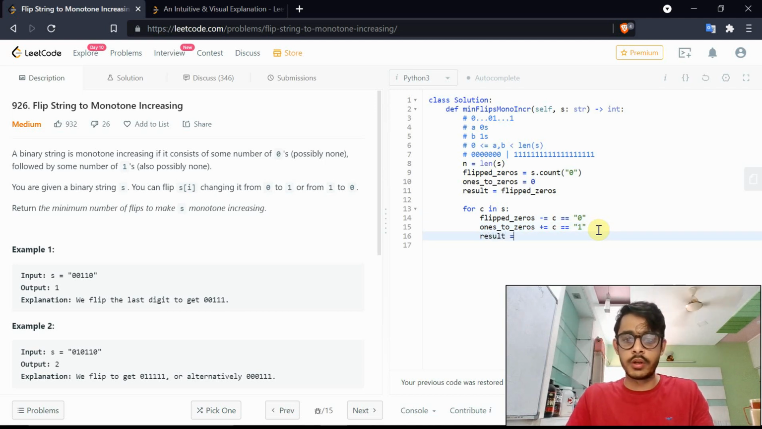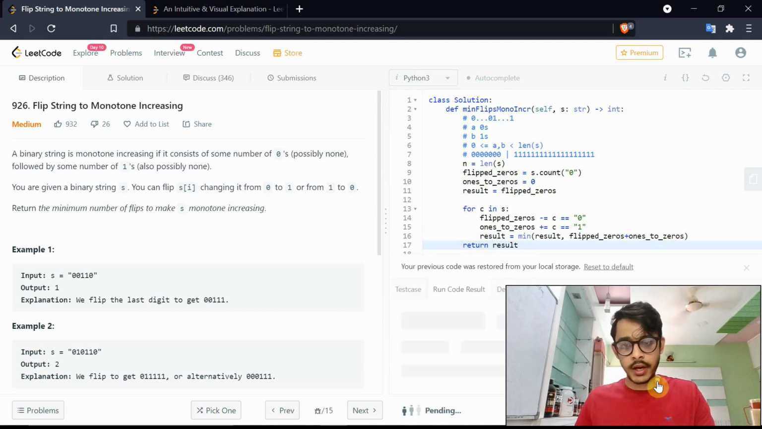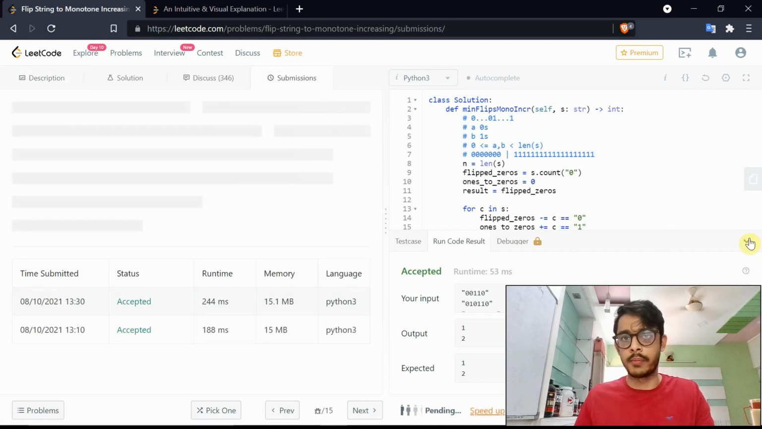At the end, what do you want? You want the result to be the min of result and flipped zeros plus ones to zeros, the total cost. Cool. At the end, return result. Cool. Let's do a quick sanity check. Cool, works on the first try. Let's submit this and we'll walk through the space and time complexities.